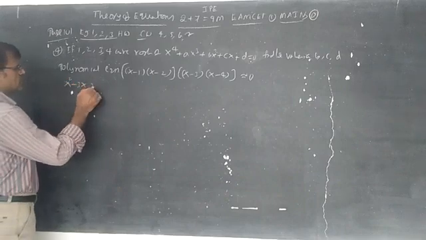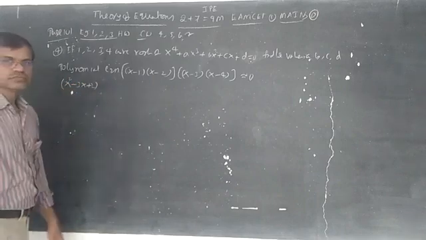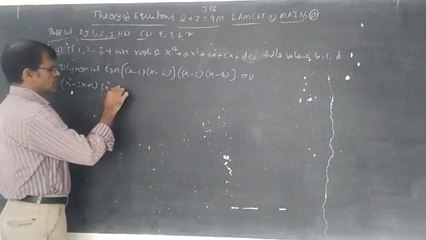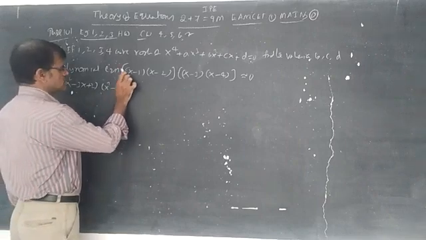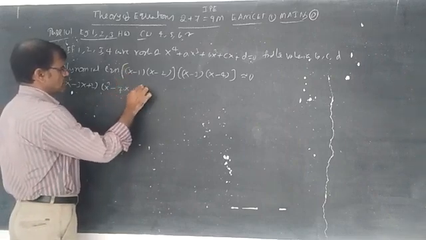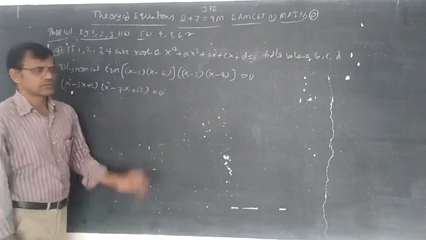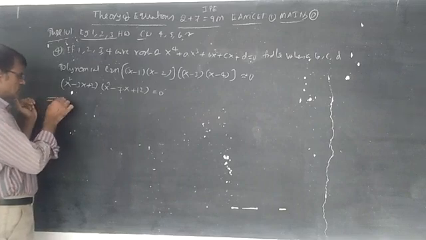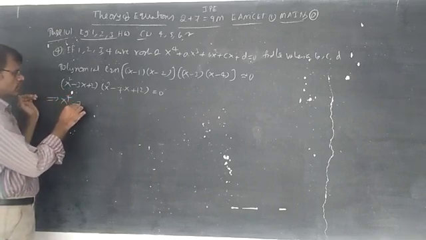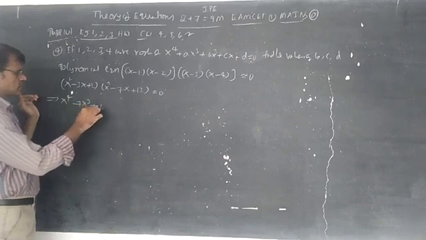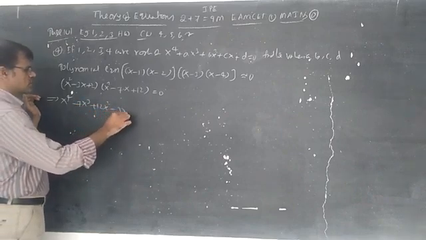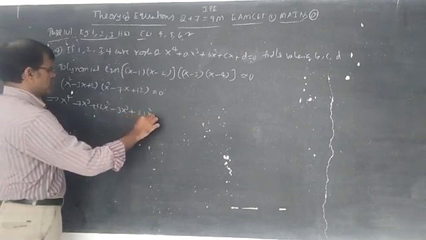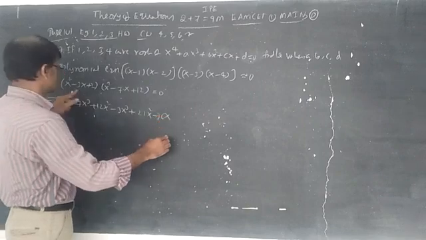First, let us write this one as a quadratic equation: x square minus 3x plus 2. Next, you can write this one as a quadratic equation: x square minus 7x plus 12 equal to 0. Later multiply in the full multiplication method. So x power 4 minus 7x cube plus 12x square minus 3x cube plus 21x square minus 36x.